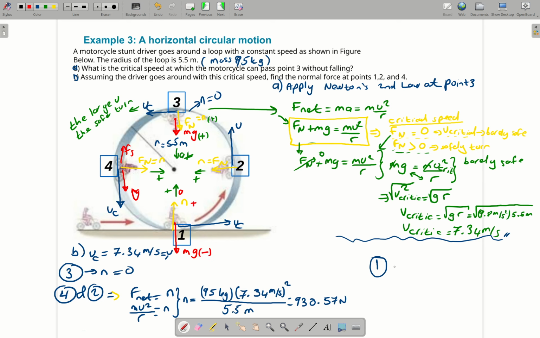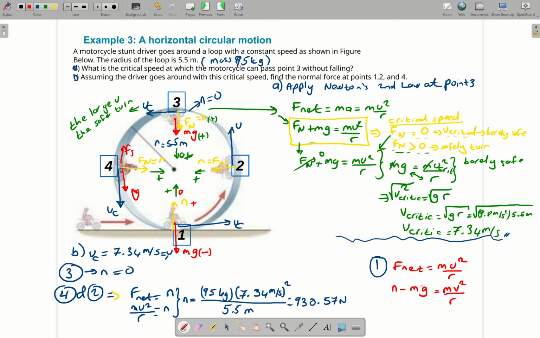So if I want to write down F net is equal ma for 1, I'm jumping to mv squared over r for ma. So I'm hoping you guys are on board with that. Ma is always mv squared over r for uniform circular motion. And F net now is N minus mg. That's equal to mv squared over r.